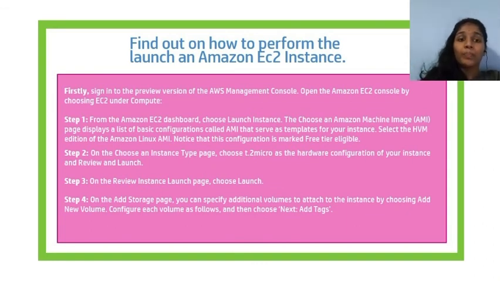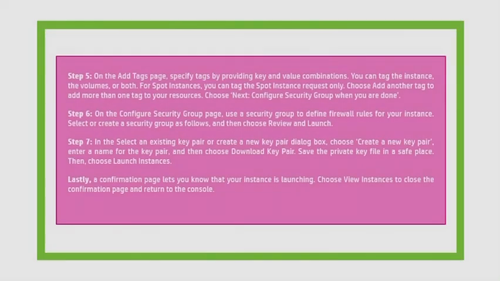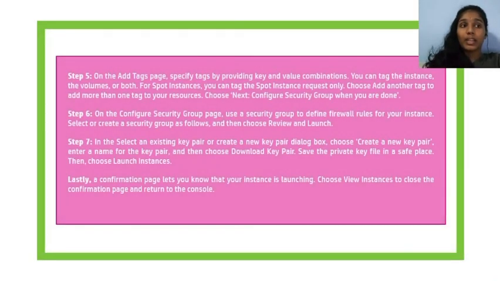On the Review Instance Launch page, choose Launch. Step 4: on the Add Storage page, you can specify additional volumes to attach to the instance by choosing Add New Volume. Configure each volume as follows and then choose Next: Add Tags. On the Tags page, specify tags by providing key-value combinations. You can tag the instance, the volumes, or both. For a spot instance, you can tag the spot instance request only. Choose Add another tag to add more than one tag to your resource. Choose Next: Configure Security Group when you are done.